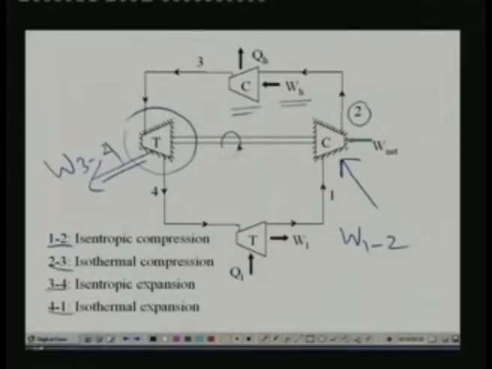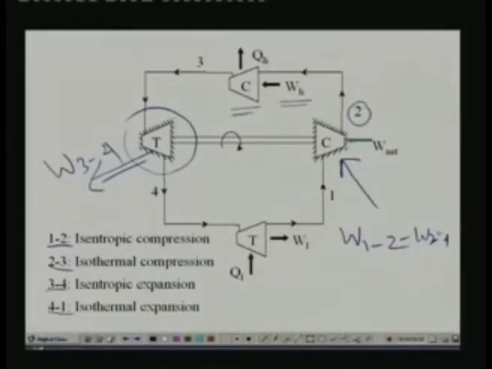Okay, and what is done here, you can see that the turbine and compressor are coupled. That means the work output of the turbine is supplied to the compressor. Okay, so the net work output here will be W12 minus W34. Okay.